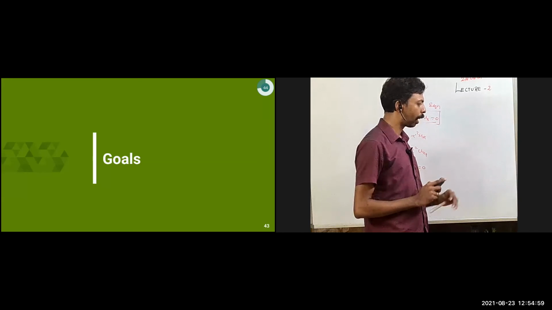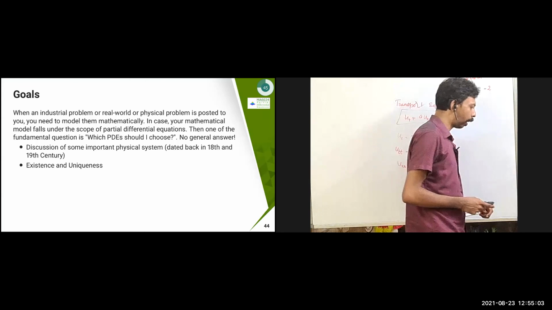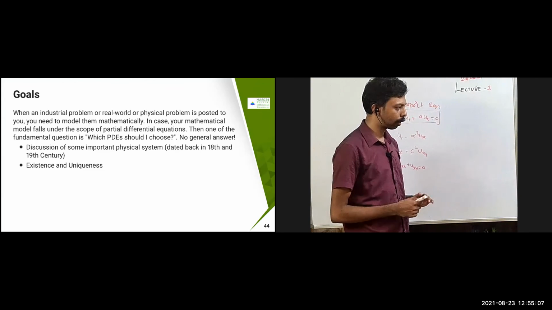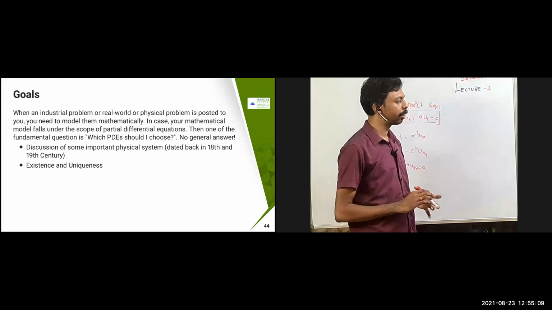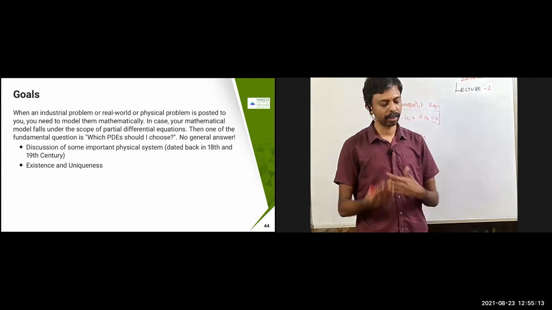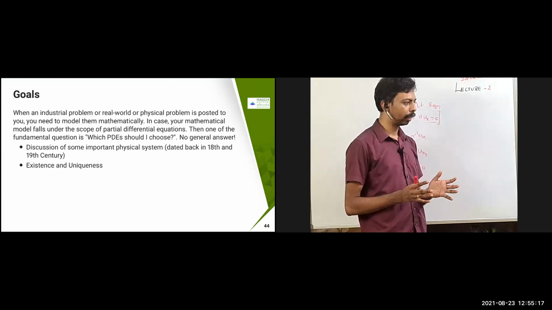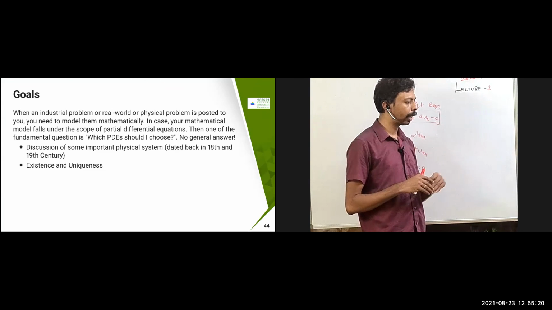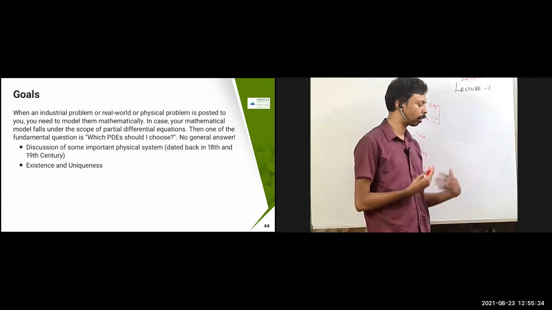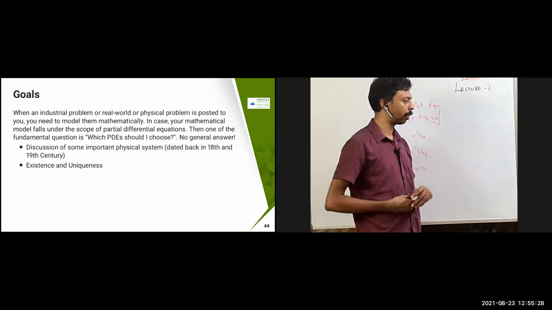So let me start with these goals, and in the next class we'll discuss the millennium problem. What are we going to do in this course? Suppose an industrial problem, a real-world problem or a physical problem is given to you. What you need to do is model it mathematically. Once you model it mathematically, you have to check whether it falls under the category of partial differential equations. Not necessarily all equations fall under partial differential equations; some of them will.